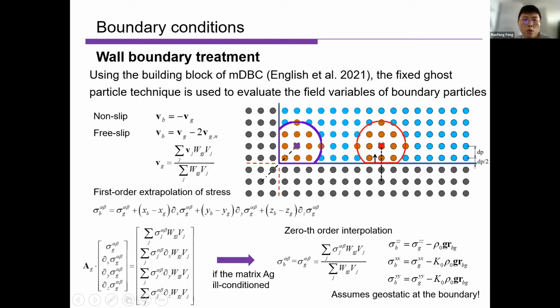And also, since we do not have a DBC, when the renormalization matrix is ill-conditioned, it reduces to zeroth-order interpolation. And in order to improve the accuracy, we assume a geostatic condition near the boundary to extrapolate the stress from the fluid particles to the boundary particles.